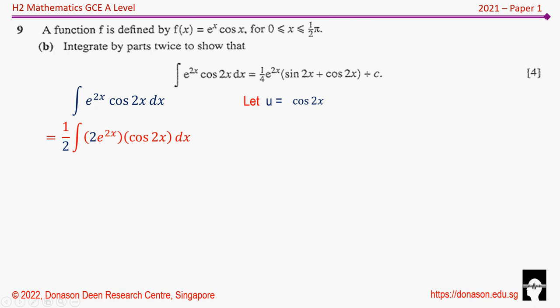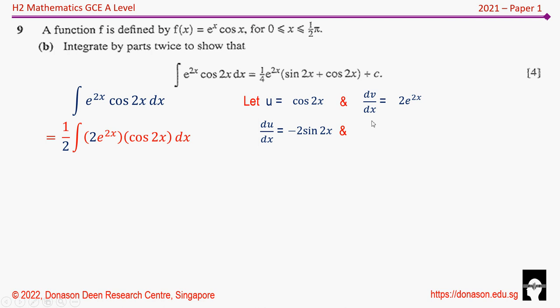So let my u be cosine of 2x. I'm just going to write that here. And of course my other function, which is 2 e to the power of 2x, is going to be my dv dx. Now if u is equal to cosine 2x, we want to find du dx. So we need to differentiate cosine of 2x, and when we differentiate cosine 2x, you're going to have a 2 in front, and cosine becomes minus sine 2x. So it is simply going to become minus 2 sine 2x.